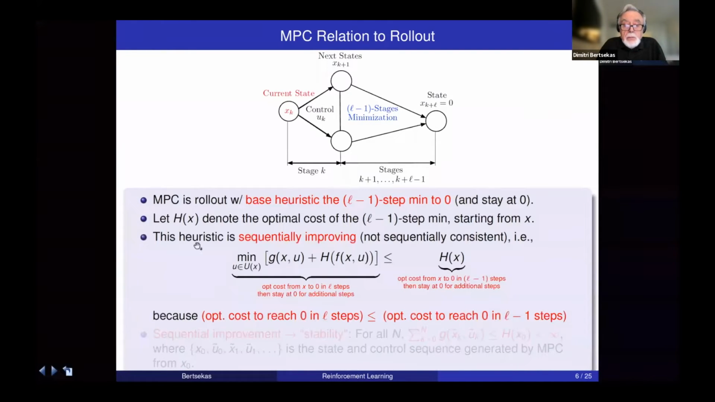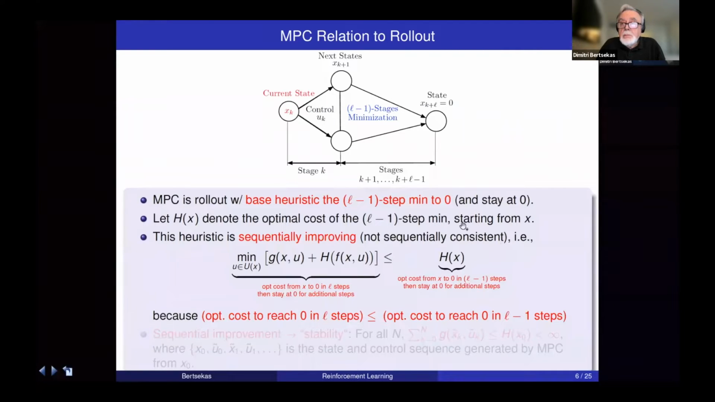Now, it turns out that this heuristic is sequentially improving. We talked about sequential improvement and sequential consistency also. It turns out that this heuristic is sequentially improving. It is not sequentially consistent. And I can explain this briefly, but we're not going to insist too much about that.